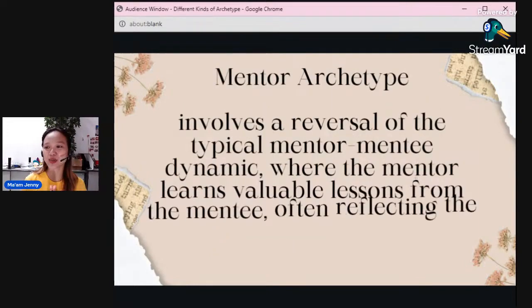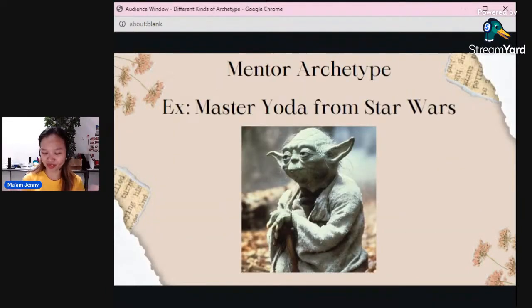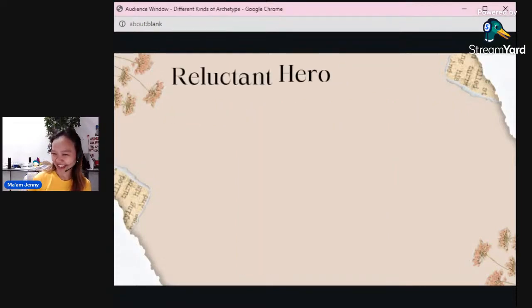Next one, we have the mentor archetype. So it involves a reversal of the typical mentor-mentee dynamic. The mentor learns valuable lessons from the mentee, often reflecting the idea that wisdom can come from unexpected sources. Okay, mentor archetype. I think it's pretty much self-explanatory. Sample natin dyan is si Master Yoda from Star Wars. I just included this as an example because siya yung lumabas in most of the researches ko, but I am not really familiar with Star Wars. I am so sorry. Okay, but yeah, he is a mentor and he is a very, very wise guy.